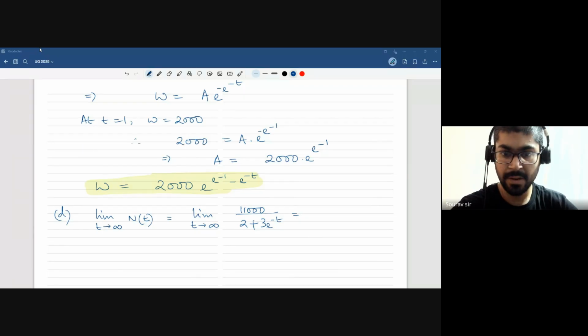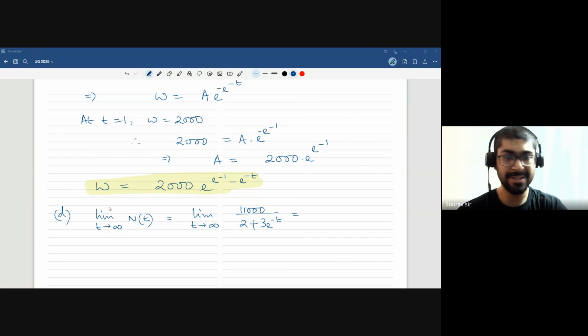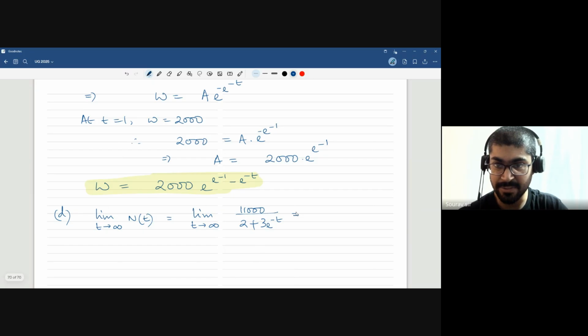5,500 is correct. Because 3 e to the power minus t, that part will go to 0, right? Because e to the power minus t is 1 by e to the power t, and as t goes to infinity, 1 by e to the power t goes to 0. So it will be 11,000 by 2, which is 5,500.